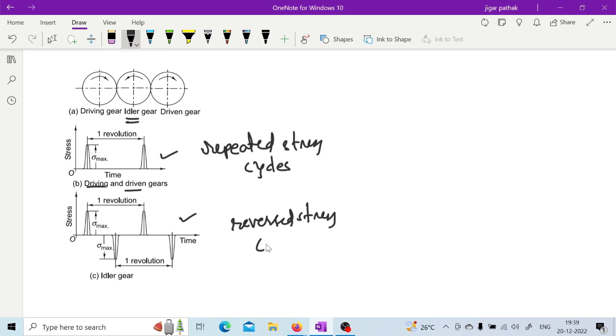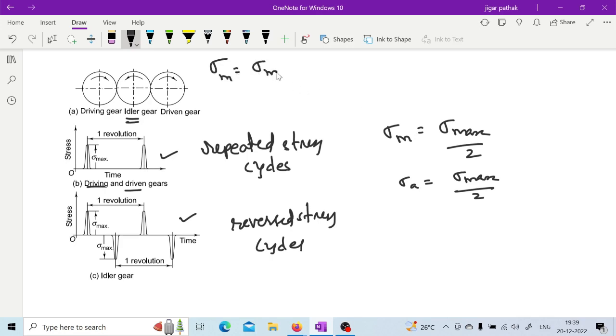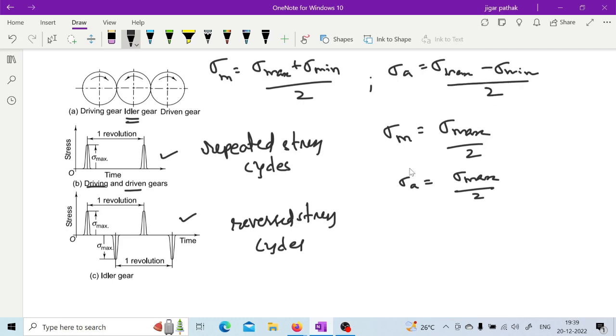So we know how the mean stress and amplitude stress are acting in repeated stress cycle and reversed stress cycle. So for repeated, the sigma mean is nothing but sigma max by 2. Similarly, sigma amplitude or stress amplitude is also sigma max by 2. Why? Because sigma mean is nothing but sigma max plus sigma min by 2, and the stress amplitude is nothing but sigma max minus sigma min by 2. So the mean stress and amplitude stress are given by this in case of the repeated stress cycle, while in case of the reversed stress cycle, it is represented by sigma m equal to 0 and sigma a equal to sigma max.